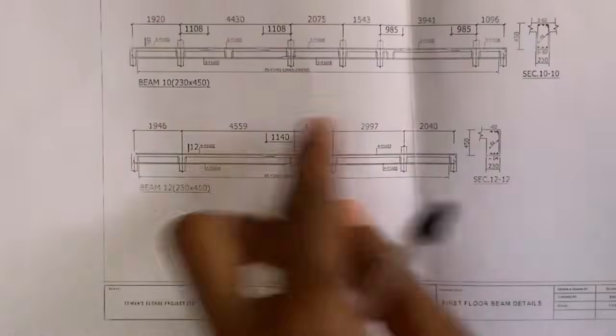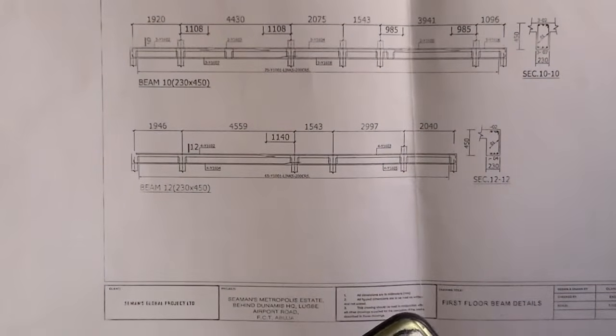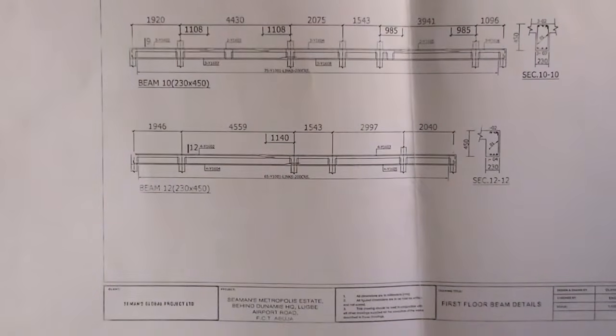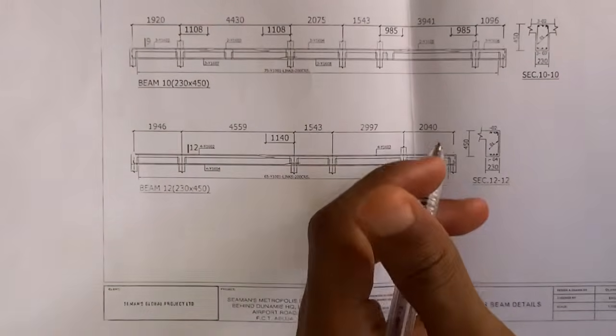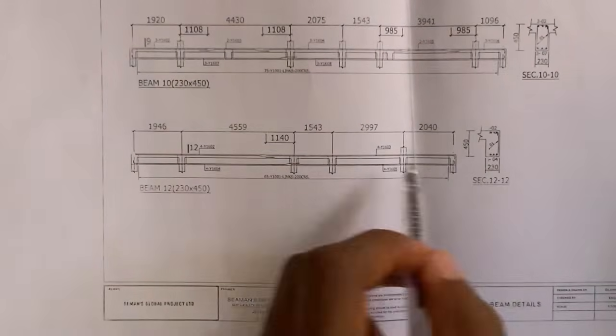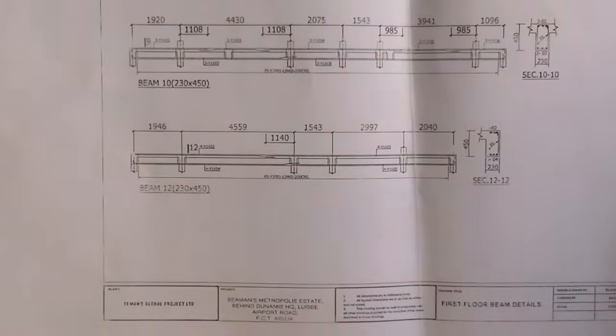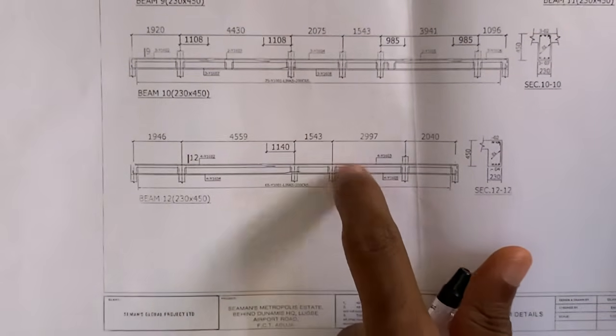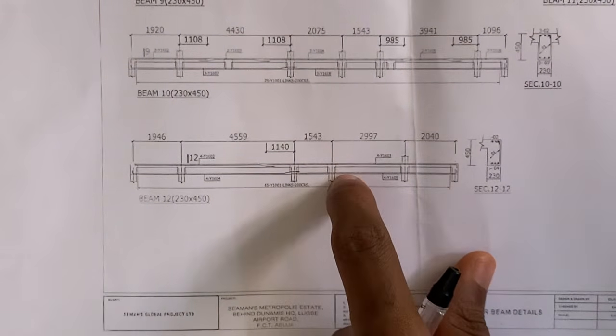But what we're going to be having here is totally different. So now let's add all these dimensions together. 1,946 plus 4,559 plus 1,543 plus 2,997 plus 2,040. We're going to be having a total of what? 13,085, meaning that this beam 12 is longer than the actual length of our beam, meaning that this beam 12 is wrong. That is why you have to read your drawings properly.